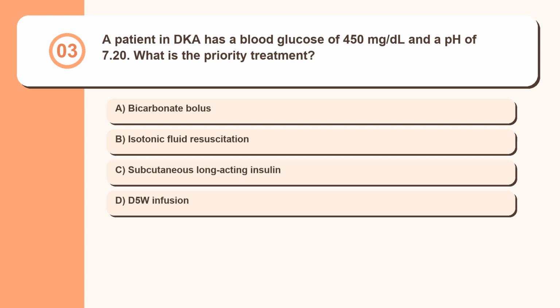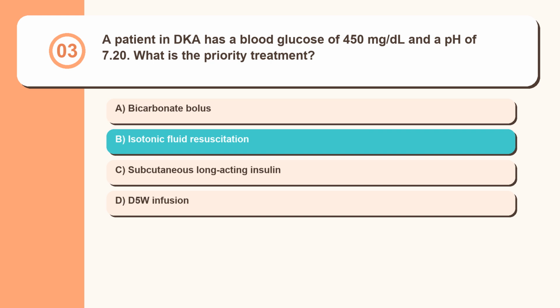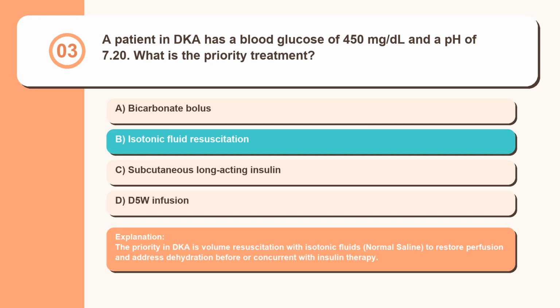Question 3. A patient in DKA has a blood glucose of 450 mg/dl and a pH of 7.20. What is the priority treatment? Bicarbonate bolus, isotonic fluid resuscitation, subcutaneous long-acting insulin, D5W infusion. The priority in DKA is volume resuscitation with isotonic fluids, normal saline, to restore perfusion and address dehydration before or concurrent with insulin therapy.